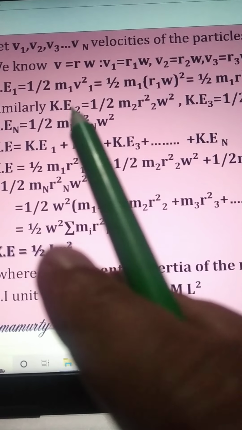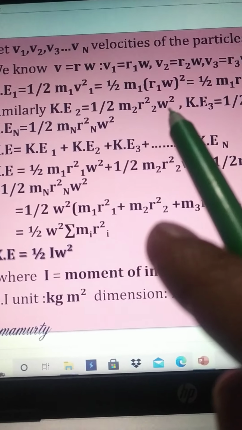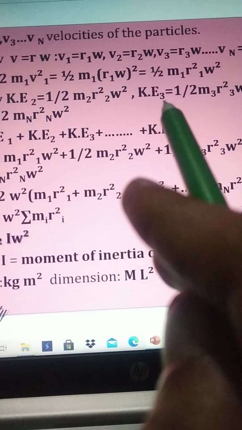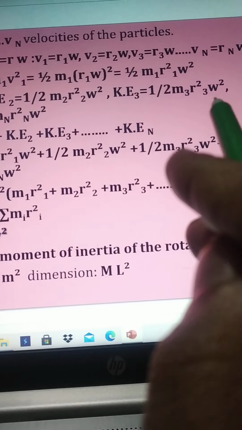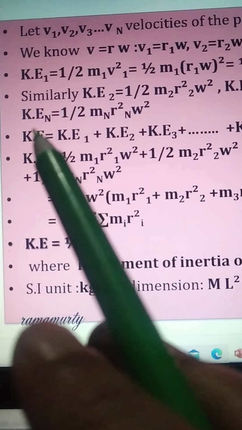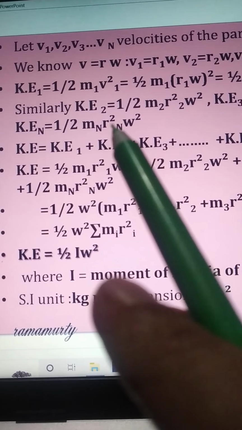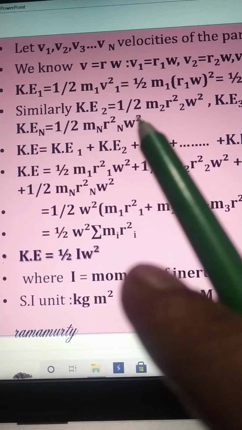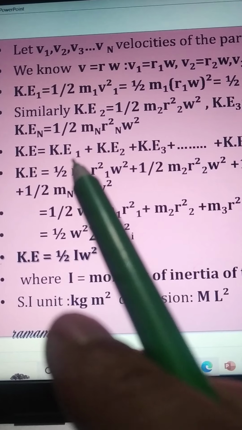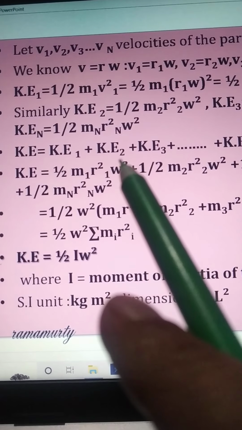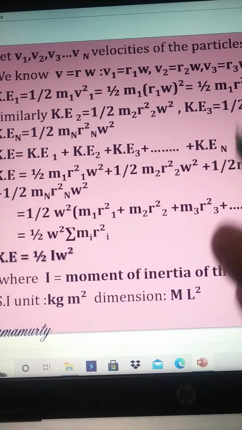Similarly, the kinetic energy of the second particle is half m2 r2 squared omega squared. The kinetic energy of the third particle is half m3 r3 squared omega squared, and the kinetic energy of the nth particle is half mn rn squared omega squared. So the total kinetic energy is the kinetic energy of the first particle plus the second plus the third, up to the nth particle.